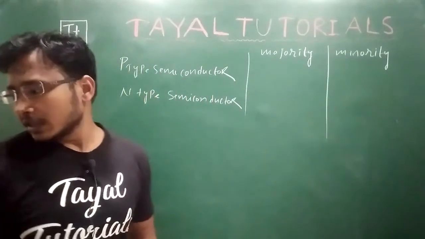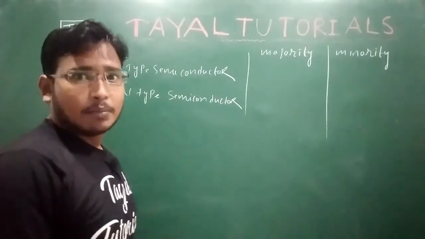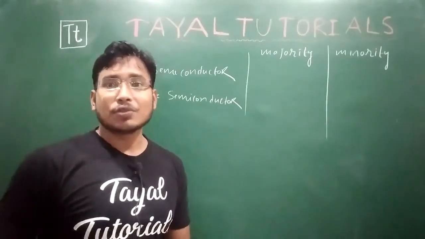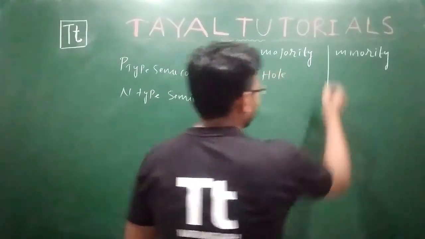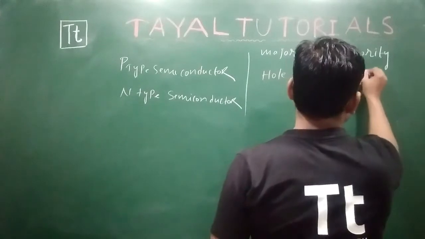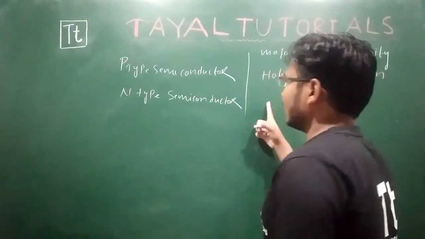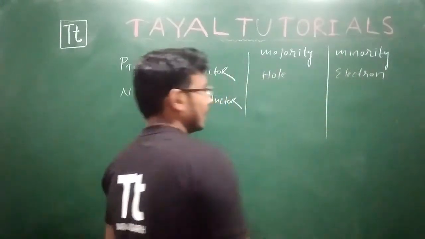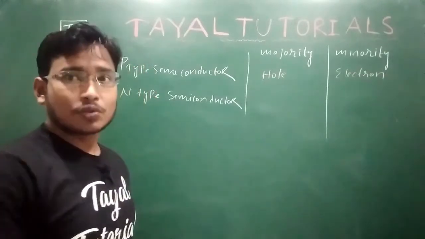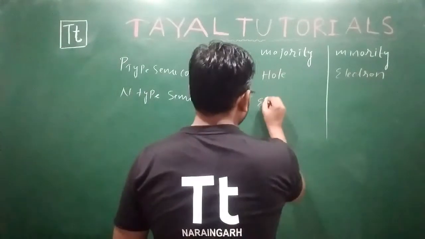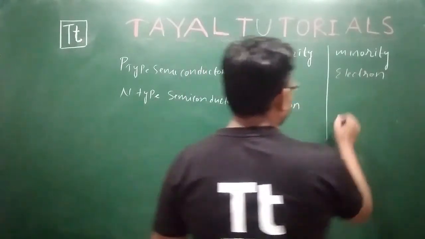In P-type of semiconductor, the number of holes are more, that is your majority carrier, and number of electrons are less, that is your minority carrier. So this is a hole, minority carrier, that is electron. Next, in N-type of semiconductor, majority carrier are what, electron, because we doped with the pentavalent impurity, that is donor, number of electrons will be more. So electron, and minority carrier there will be hole.